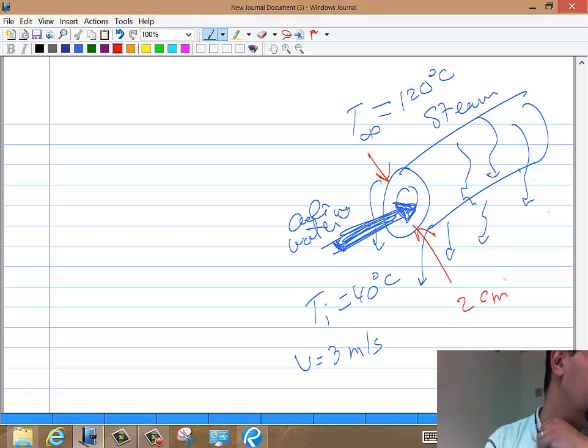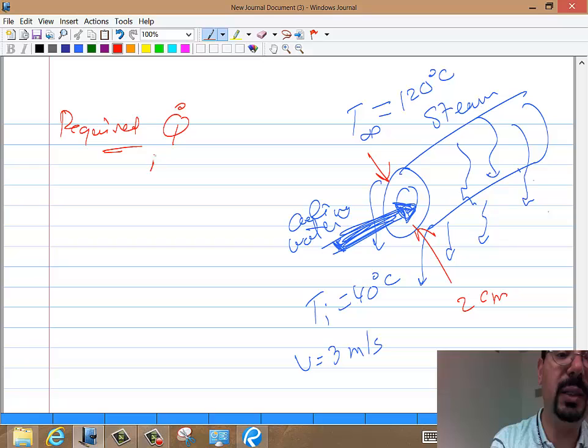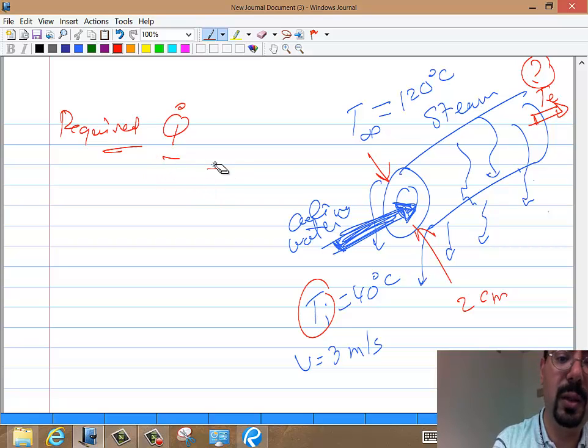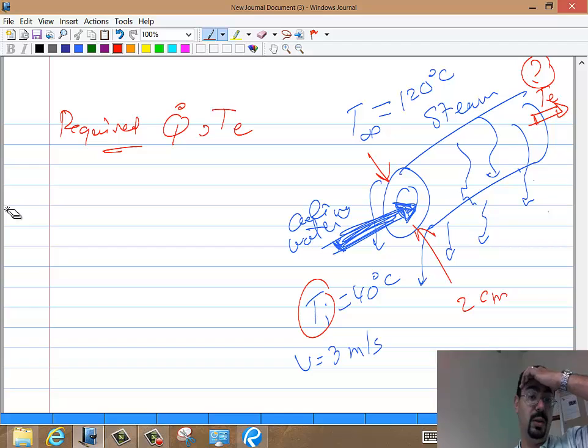So what does he want from us? He would like to calculate the Q. Determine the heat transfer from the steam pass to the water flow. And the delta T cooling water. So this is T inlet, there must be T outlet, T exit. He is wondering what is this T exit. Or basically required is Q and T exit. So how we are going to do this? Let's start with the Q. Can anyone tell me how can I calculate my Q?